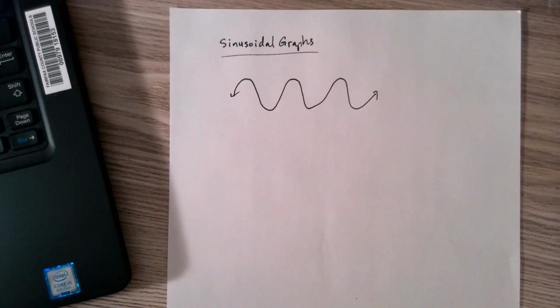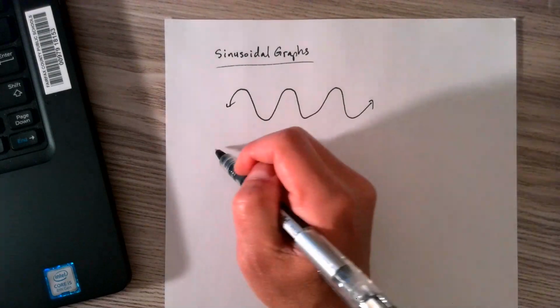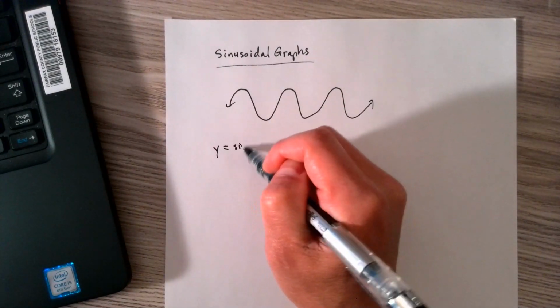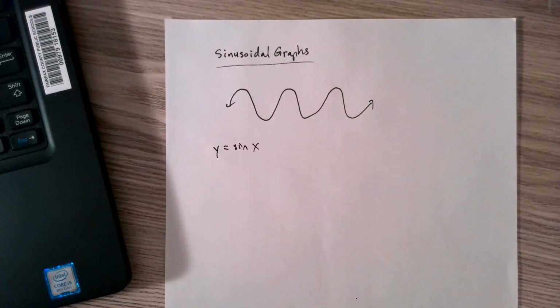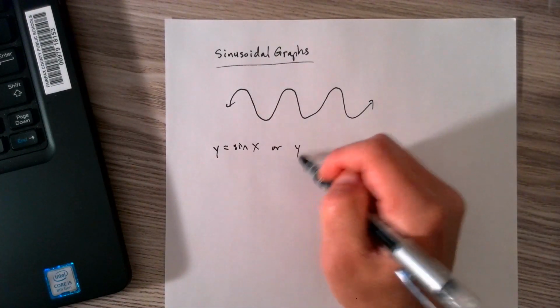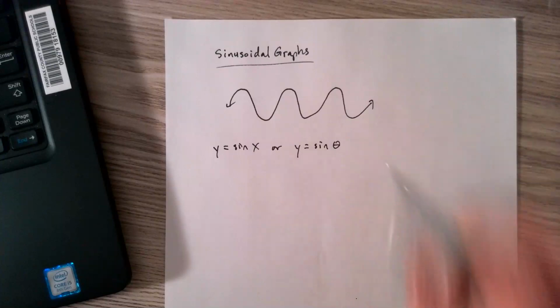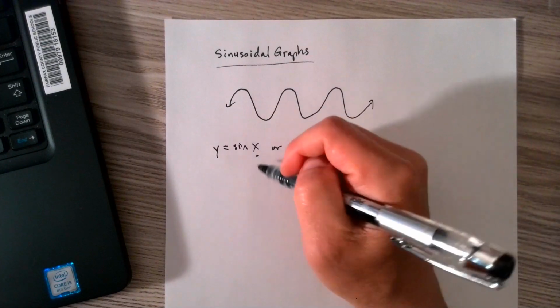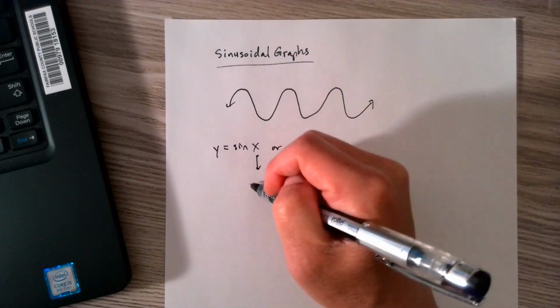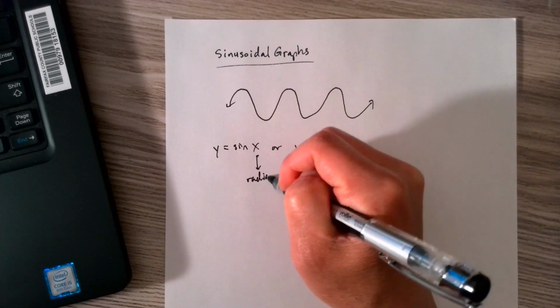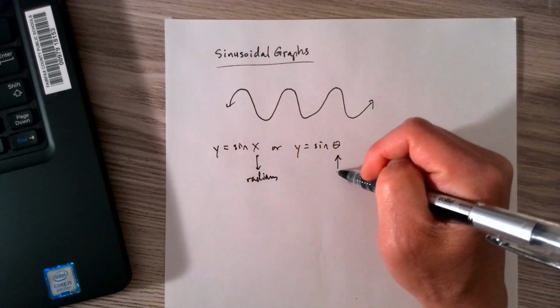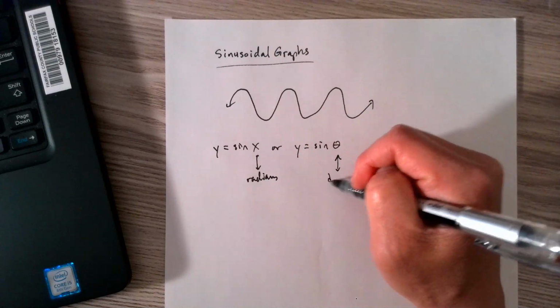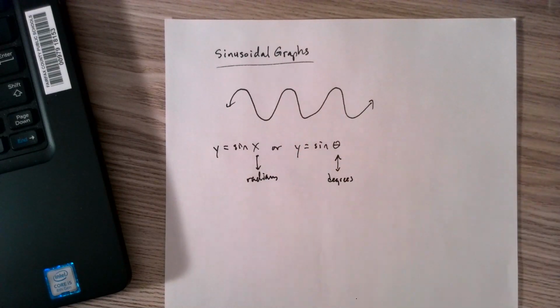The simplest example of a sinusoidal graph is this function, y equals sine x, or sometimes written as y equals sine theta. The only difference is when you see the x, then that value is in radians, and when you see theta, it's an angle, so it'll be in degrees. And you'll probably see me use both during this video.